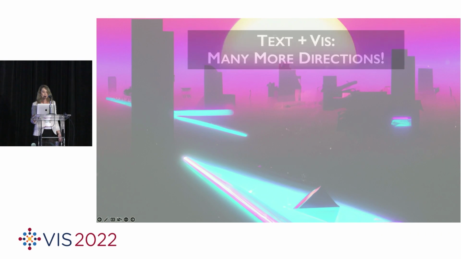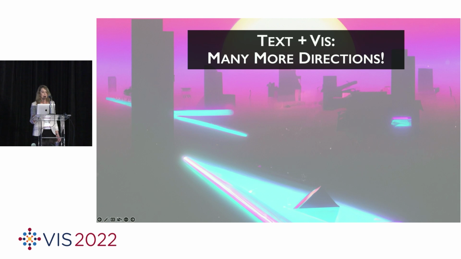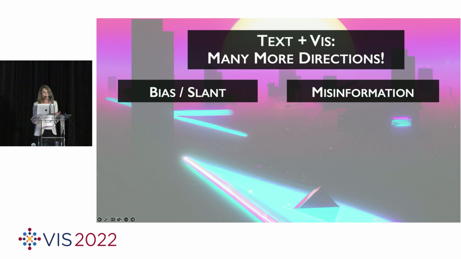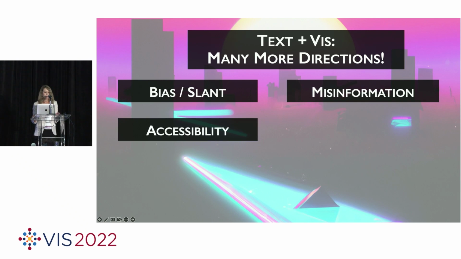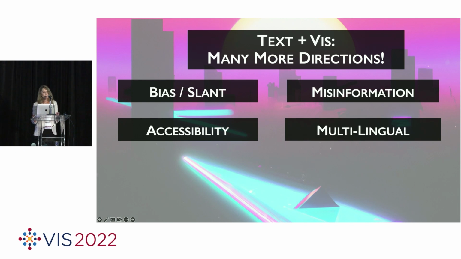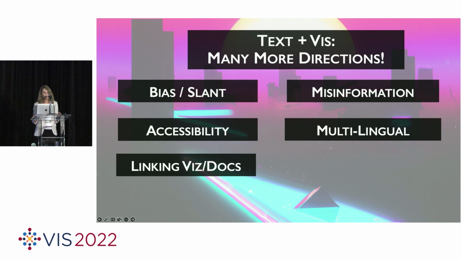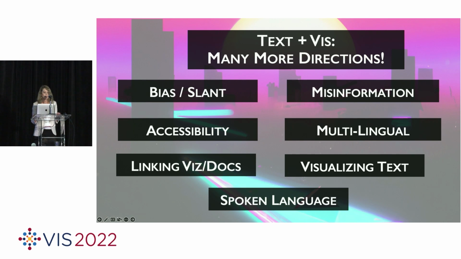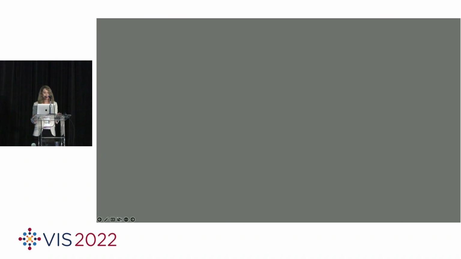But there's a lot of other directions we can go that I didn't have time to cover, like the role of bias and slant in text in Viz, misinformation, how maybe text could help mitigate some of it, accessibility, which is a big topic that text is so important for, multilingual and multicultural language, linking visualization in documents, very exciting area, a lot of work going on, visualizing text, and spoken language instead of textual language and the different affordances. But I want to give you all a break and stop talking.